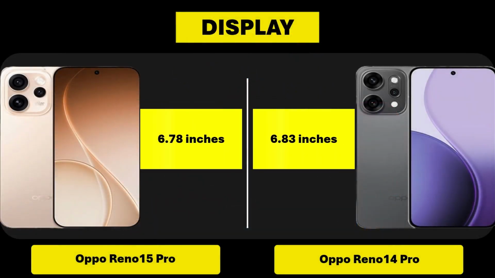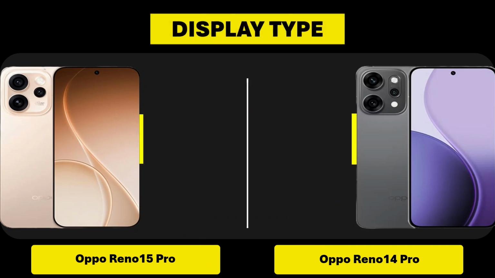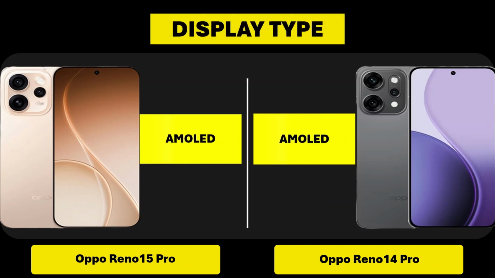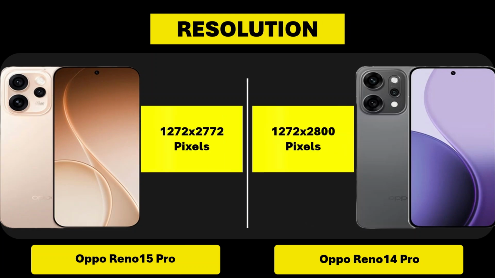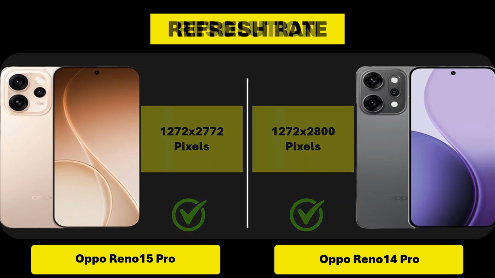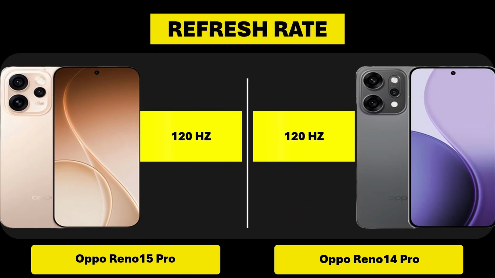The Reno 15 Pro has a 6.78-inch display, while the Reno 14 Pro is slightly larger at 6.83 inches. The Reno 15 Pro uses LTPO AMOLED, while the Reno 14 Pro has a regular AMOLED panel. The Reno 15 Pro comes with 1272 by 2772 pixels, while the Reno 14 Pro offers 1272 by 2800 pixels.